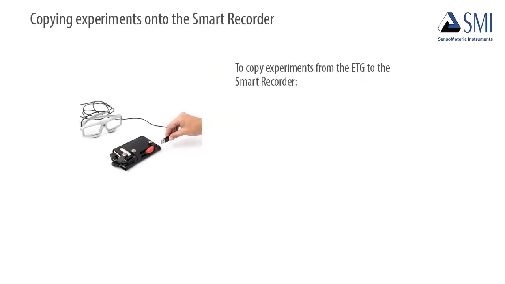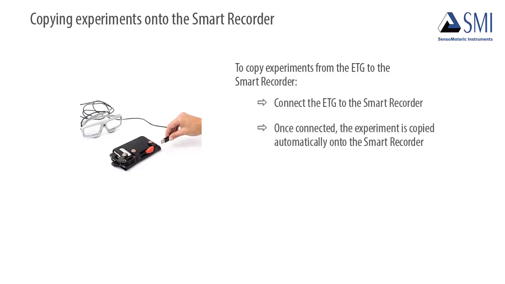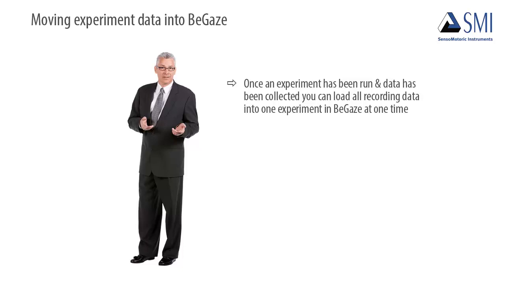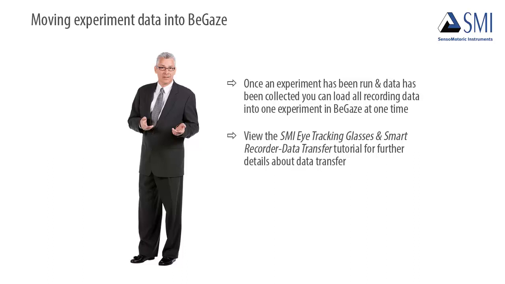To copy experiments from the ETG to the SmartRecorder, connect the ETG to the SmartRecorder. The experiment is copied automatically onto the SmartRecorder. Download the experiment from the ETG to SmartRecorders as needed. Once an experiment has been run and data has been collected, you can load all recording data into one experiment in BGaze at one time. View the SMI Eye Tracking Glasses and SmartRecorder Data Transfer tutorial for further details about data transfer.